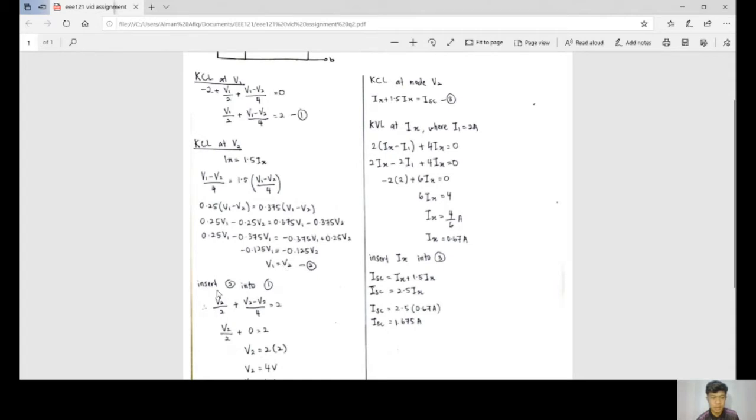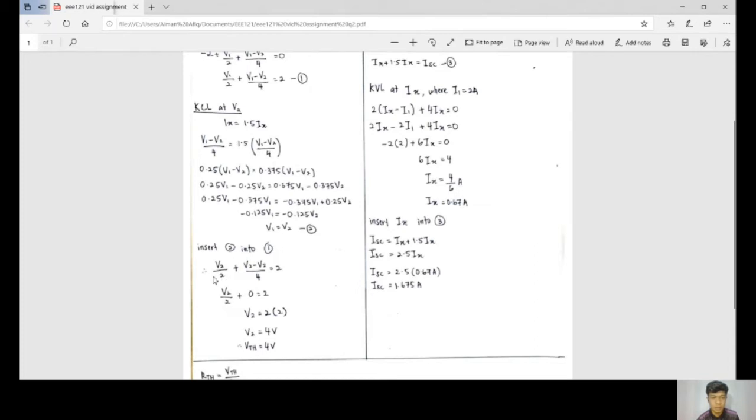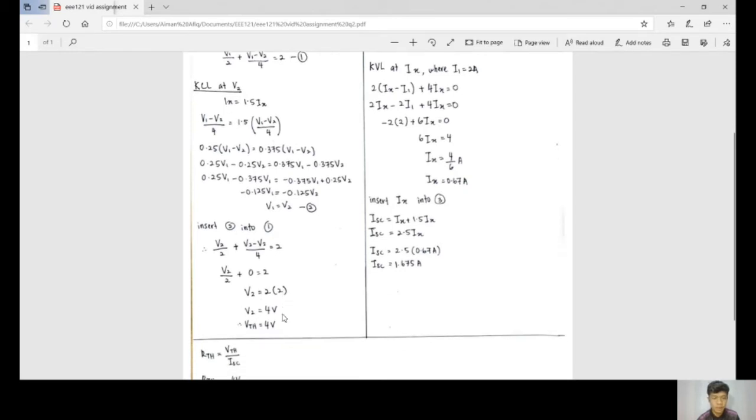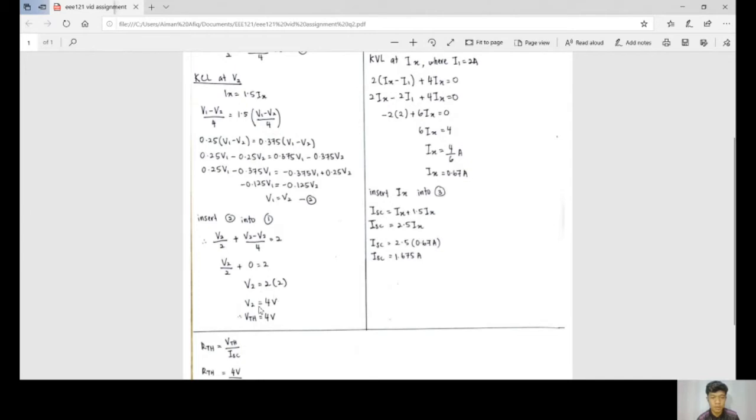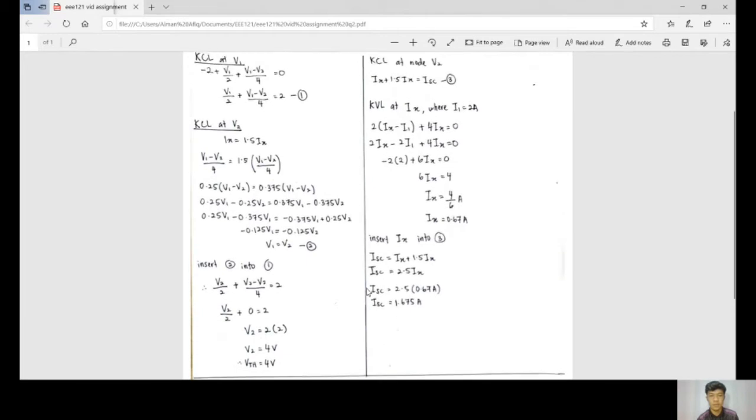Next we insert equation 2 into equation 1. We take V2 and insert it into equation 1, so we get V2 over 2 plus V2 minus V2 over 4 equal to 2. V2 minus V2 is equal to 0, over 4 we get 0. So V2 over 2 plus 0 equal to 2. We move the 1 over 2 to the right side and we get V2 equal to 2 times 2. So V2 is 4 volt and VTH is 4 volt.